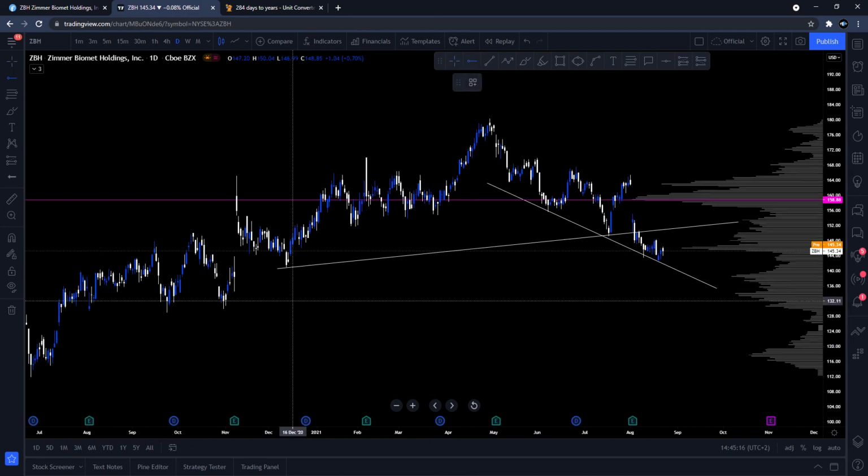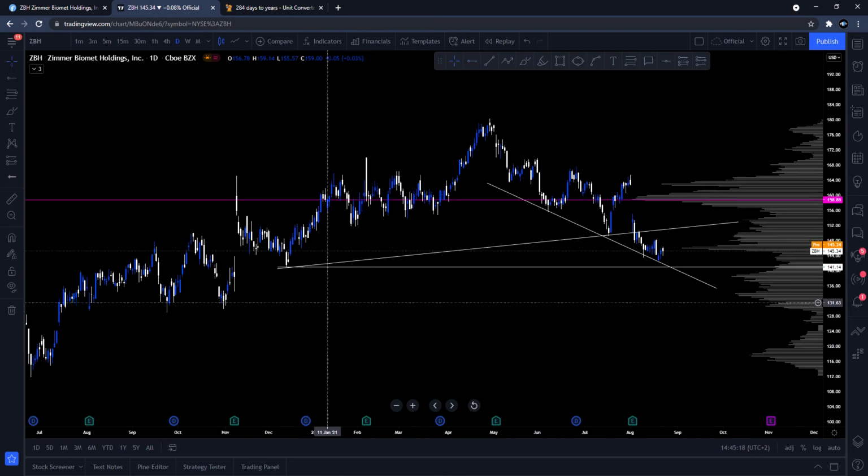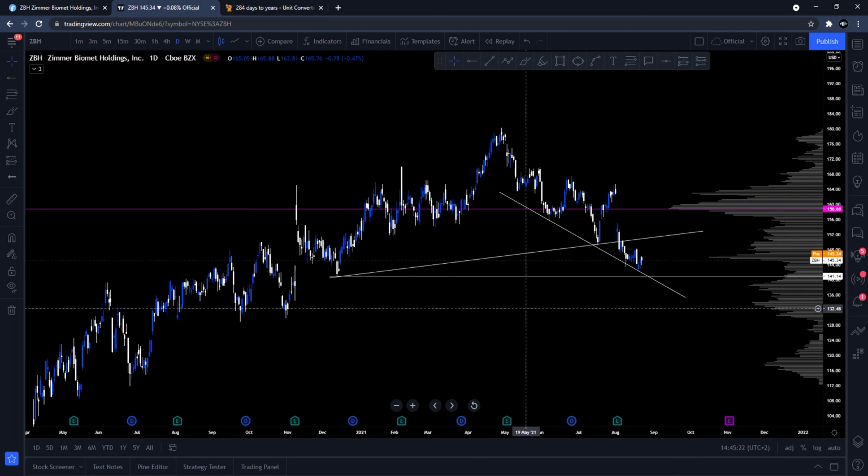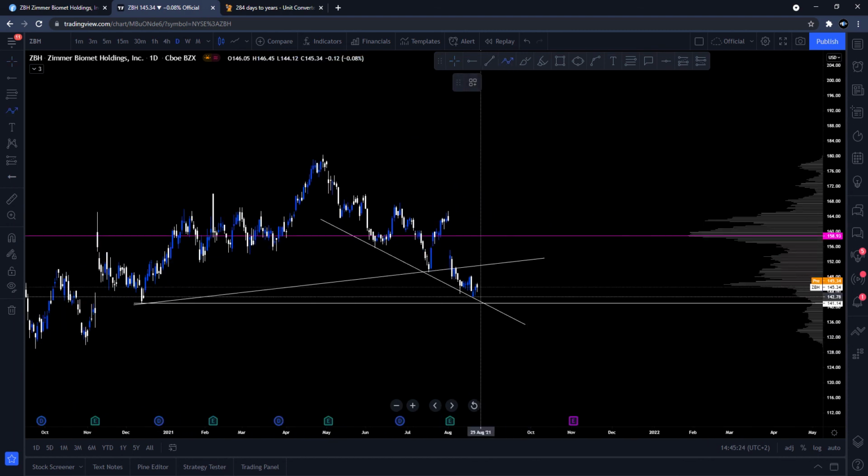So I can use it like this. Of course, you're going to be doing a more in-depth analysis on the stock. But I personally think that from here it can push to the upside.